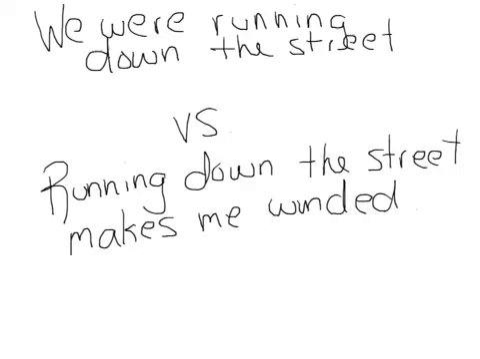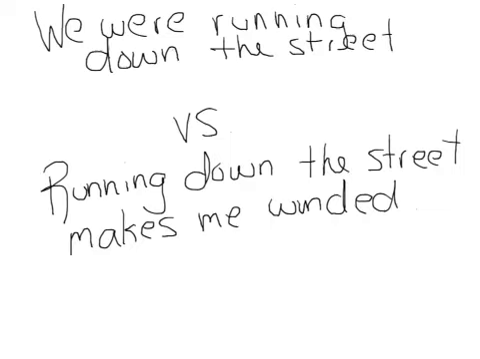Okay, let's look at another example using the word running. So in the first sentence, I have we were running down the street, versus running down the street makes me winded. So in both, I have the same phrase, running down the street. Down the street is a prepositional phrase. What we need to find out is what are the subject and verb marriage in these sentences.